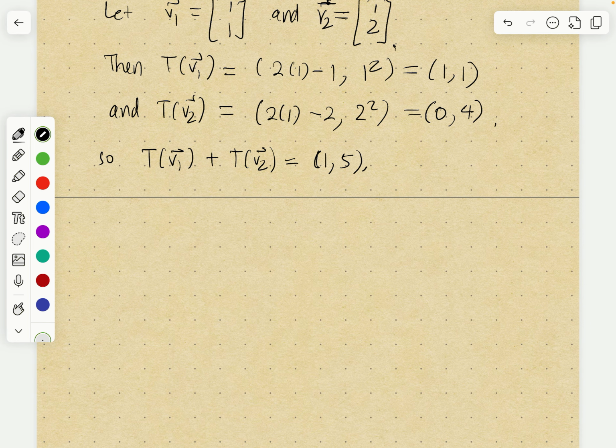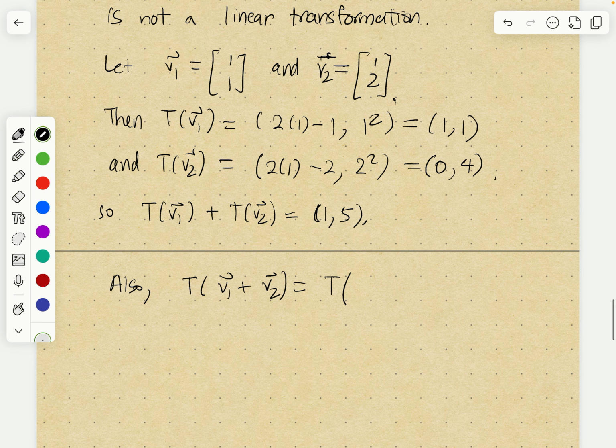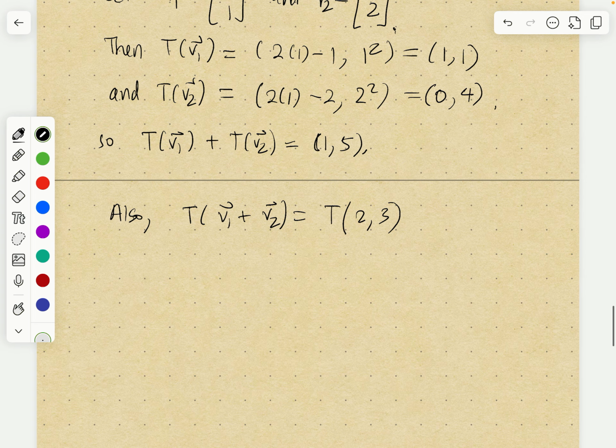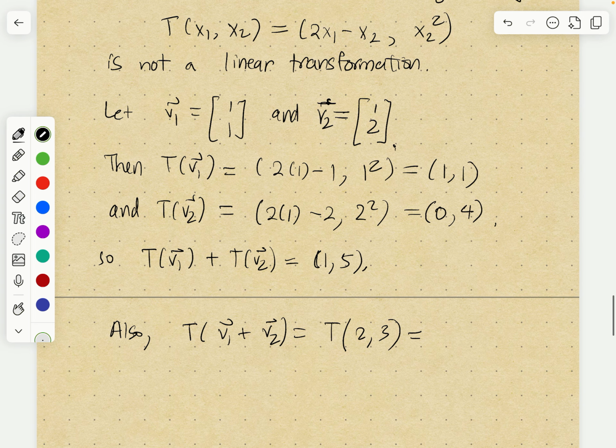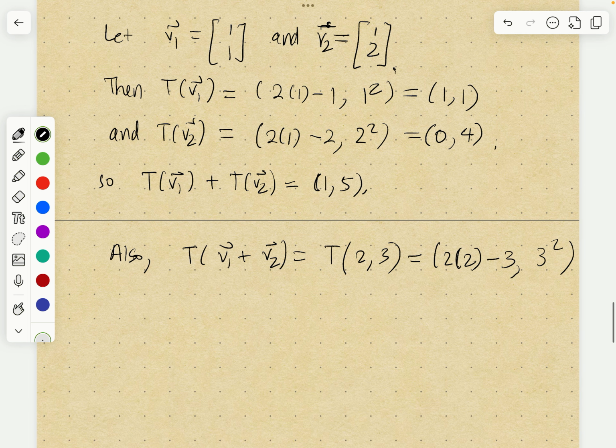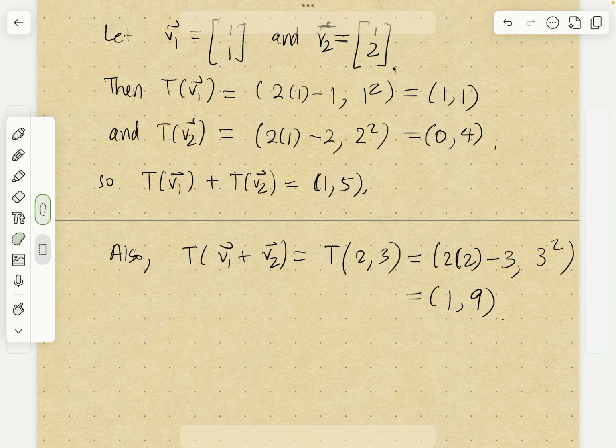Now what about T of v1 plus v2? Well, v1 plus v2 is going to be (2, 3), right? Because you just add v1 and v2, and then when you plug that into your T, you're going to get (2 times 2 minus 3, 3 squared), and that's going to be (1, 9). So when you did T of v1 plus T of v2, you got (1, 5).